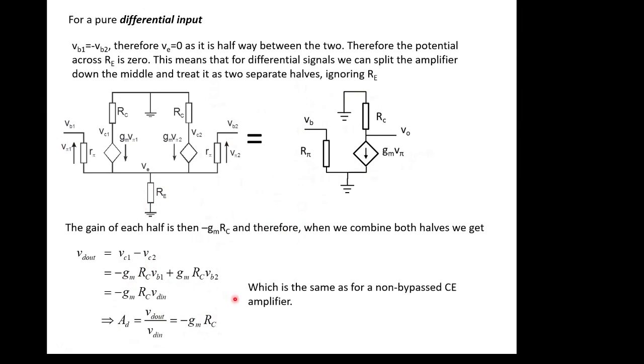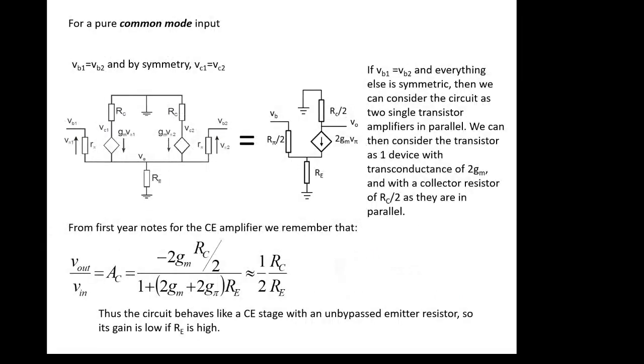So that's the basic sort of analysis for this amplifier. And it comes out to be the same, if you go back to the first year notes, as a non-bypassed common emitter amplifier. So that's an interesting result in its own right. If we then put a common mode input into our small signal model, VB1 equals VB2 because it's common mode. If this one goes up by the same amount, and therefore, by symmetry, VC1 equals VC2. So VC1 is here and VC2 is here.